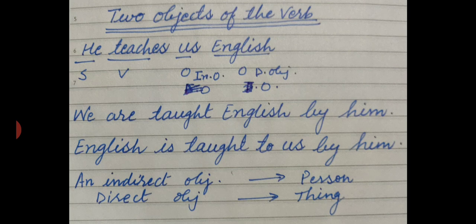He teaches us English. There are two objects. See the structure: he, subject; teaches, main verb. Which tense is this? Simple present tense. Us, object; English, again object. Us is used for a person and English for a thing, so us is the indirect object and English is the direct object.